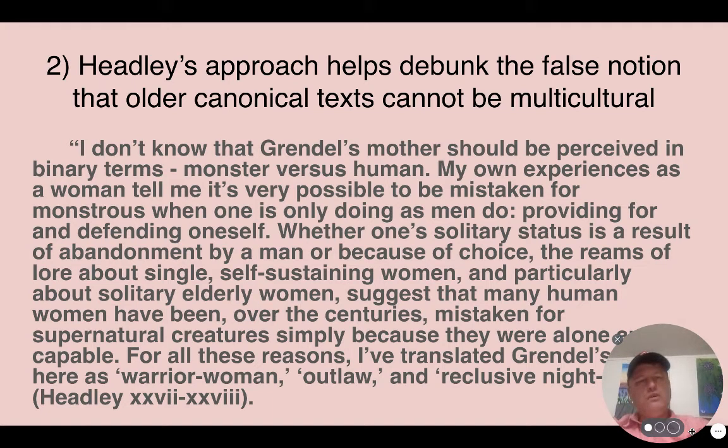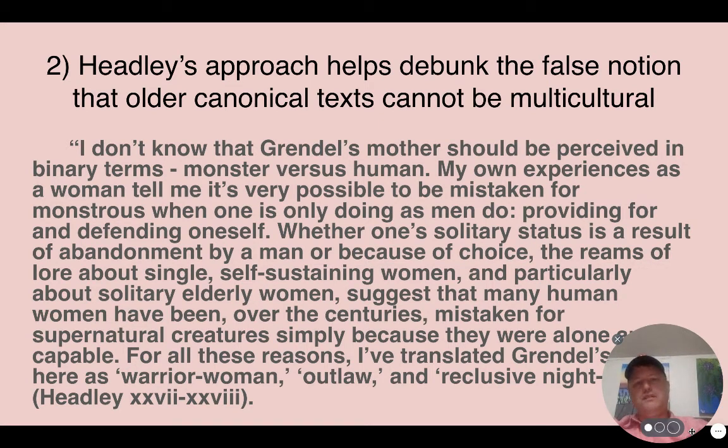Headley says, "I don't know that Grendel's mother should be perceived in binary terms, monster versus human. My own experiences as a woman tell me it's very possible to be mistaken for monstrous when one is only doing as men do, providing for and defending oneself.